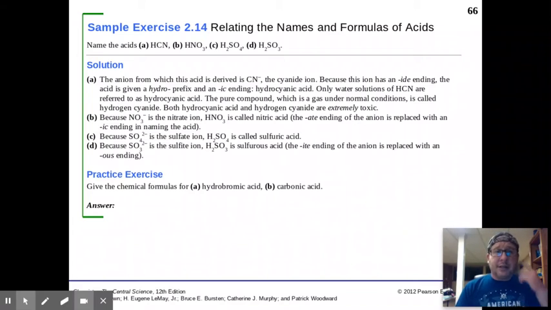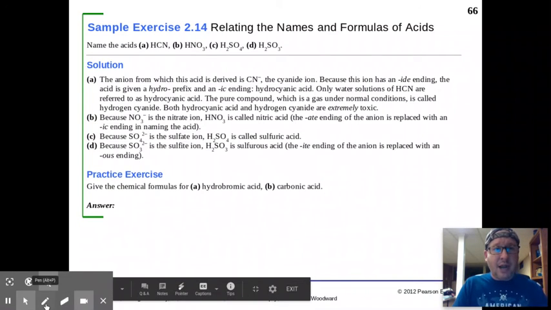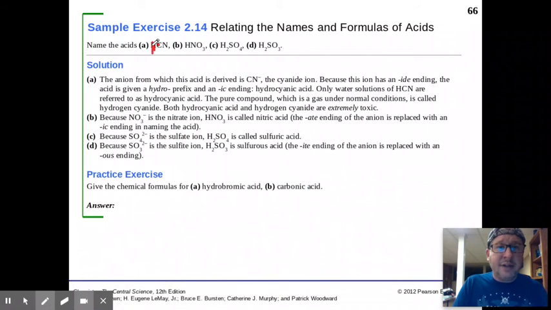Now, I mentioned earlier that 99.9% of the time when we have an anion with an IDE ending, it's simply going to be an element by itself. So here's our 0.1% or so where that doesn't necessarily ring true. We have an acid with the formula HCN, okay? First off, let's cover up the hydrogen. Whenever you're naming acids, cover up the hydrogen. That hydrogen does not play a role in naming. It's all based off of the anion.